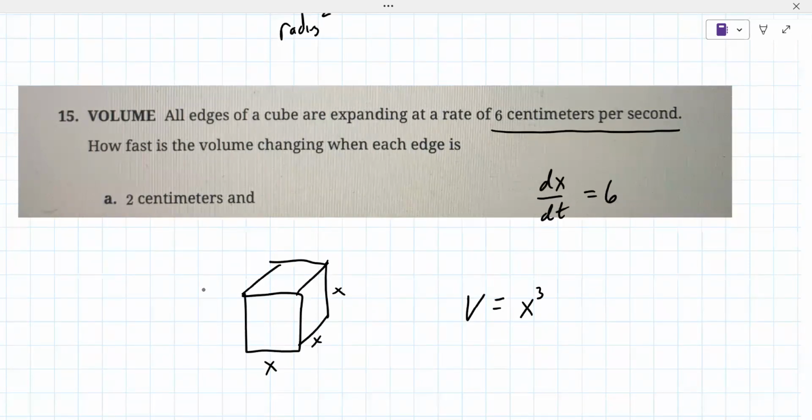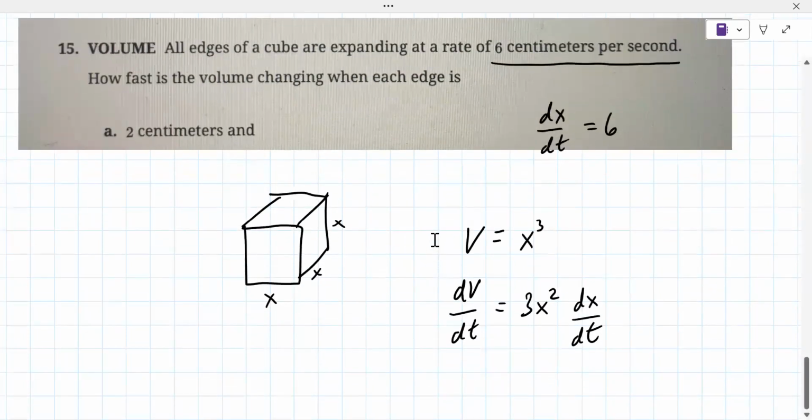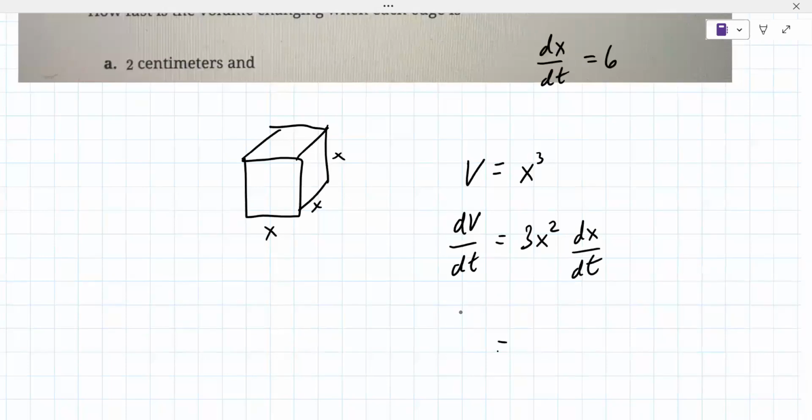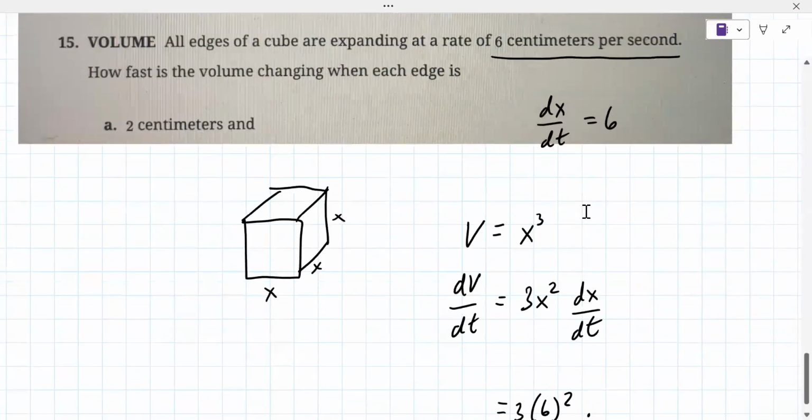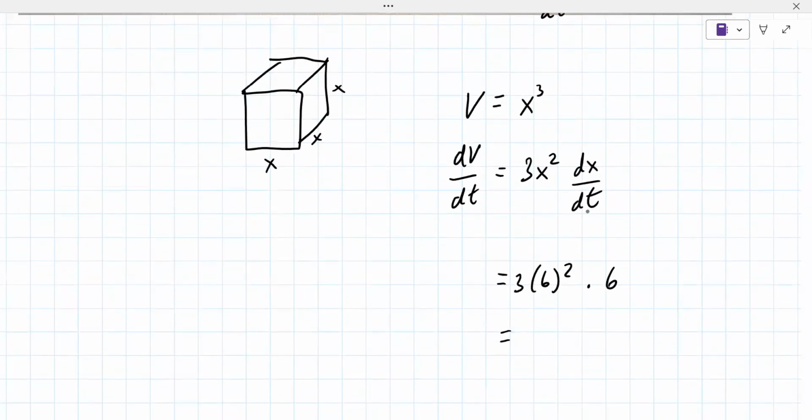And then you have to be able to take a derivative of this. So dV/dt equals 3x squared dx/dt. In this case, you're solving for, it says, how fast is the volume changing? That's dV/dt. That's 3 times 6 squared times 6, so that's effectively 6 cubed. That's 216 times 3, which is 648. And the units here are centimeters cubed per second, because the units of volume are cubed per unit time, which is seconds.